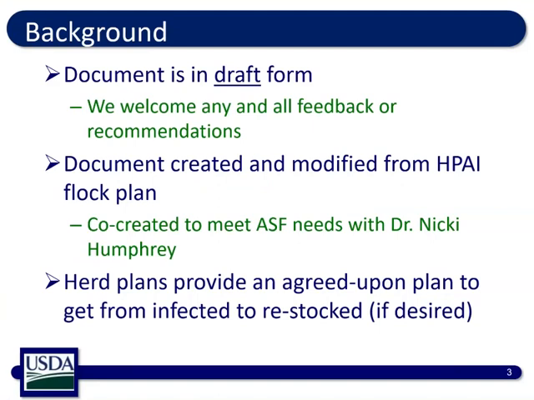So, just a background on what herd plans are and what purpose they serve. It's basically a roadmap when you have an infected premises, for that premises to get through all of the processes required to go from diagnosis to restock and everything in between. It's an agreed upon plan between the state animal health official, typically the AVIC, and the producer themselves, on how this specific farm would go from start to finish of becoming infected and then going through all the processes to get to restock.